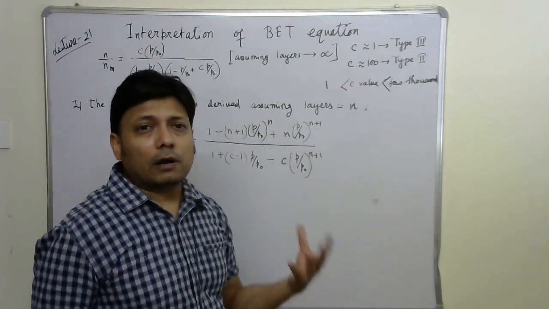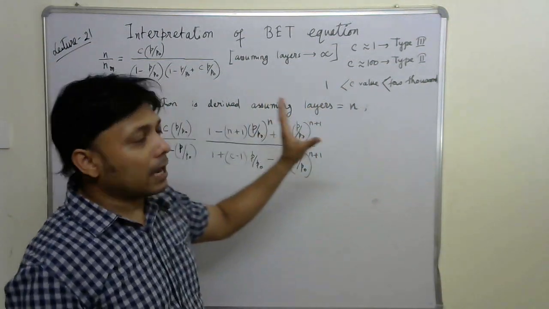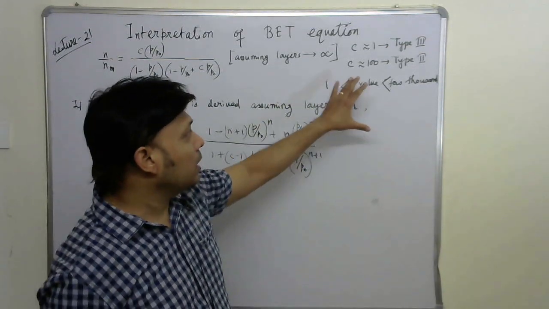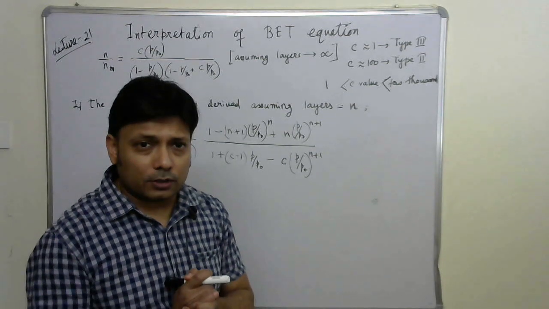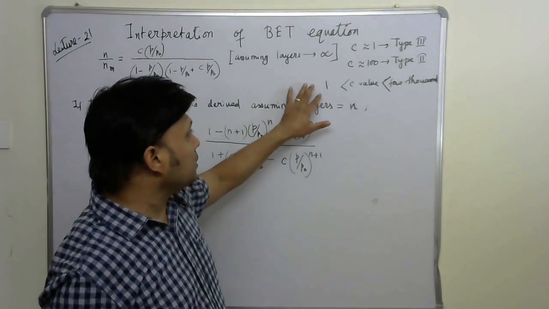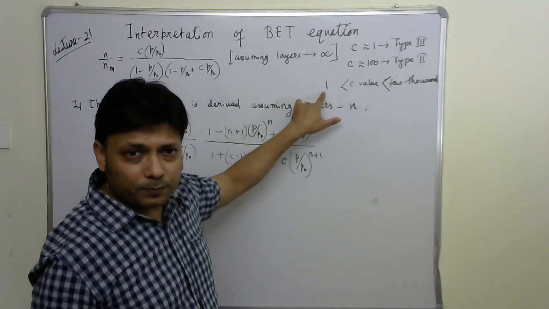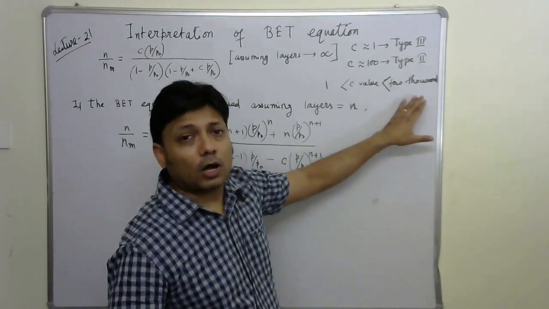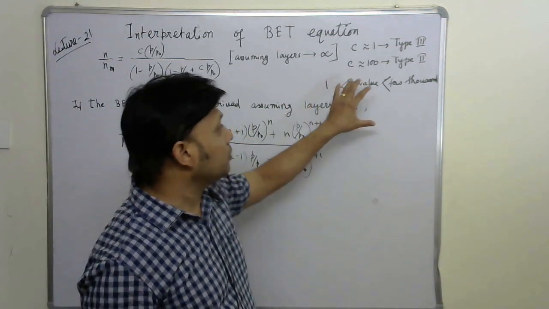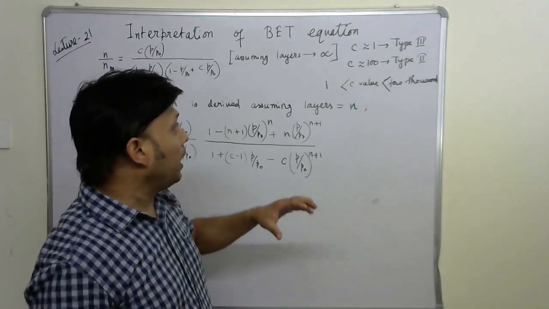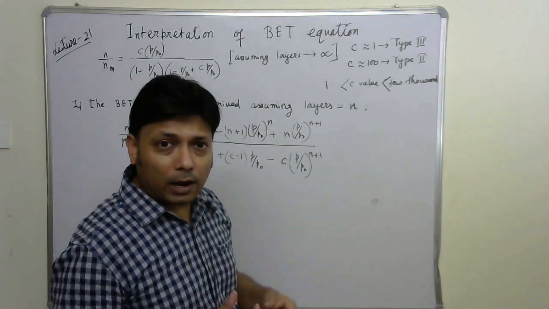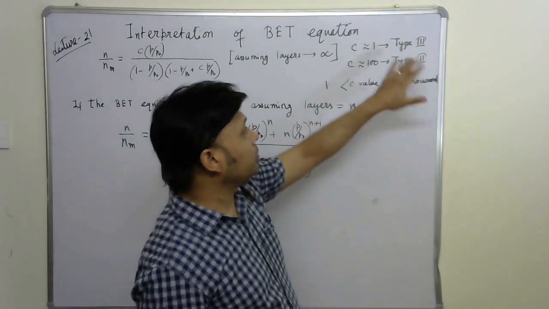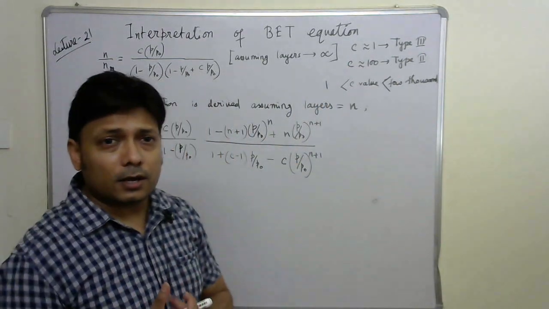Now for a moderate value of C, this stays as type 2. The question is, what is a moderate value of C? A moderate C value lies somewhere around 100. So the lower limit of the C value goes as close to 1, and the higher limit can go to thousands or a few thousands, so C remains in between. Anything around 100 is a moderate value, and for that we get the type 2 isotherm. So you can see the type 3 isotherm is really a special case.